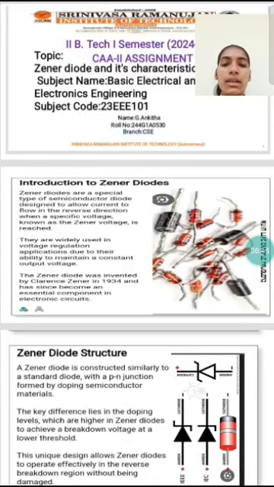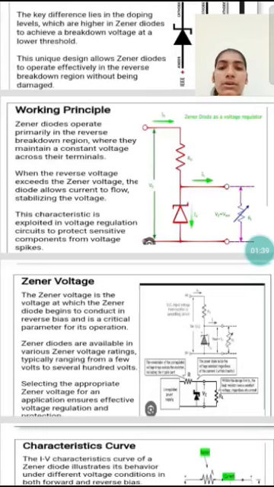Working principle of a Zener diode. Zener diodes operate primarily in the reverse breakdown region, where they maintain a constant voltage across their terminals. When the reverse voltage exceeds the Zener voltage, the diode allows current to flow, stabilizing the voltage. This characteristic is exploited in voltage regulation circuits to protect sensitive components from voltage spikes.